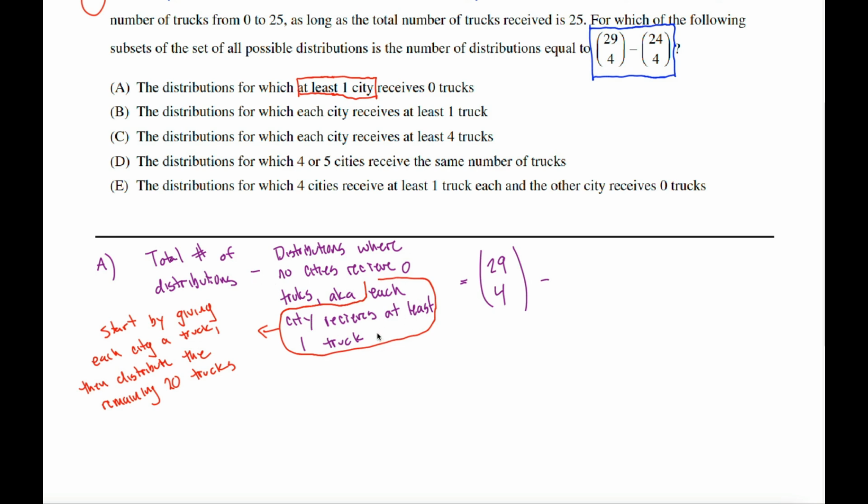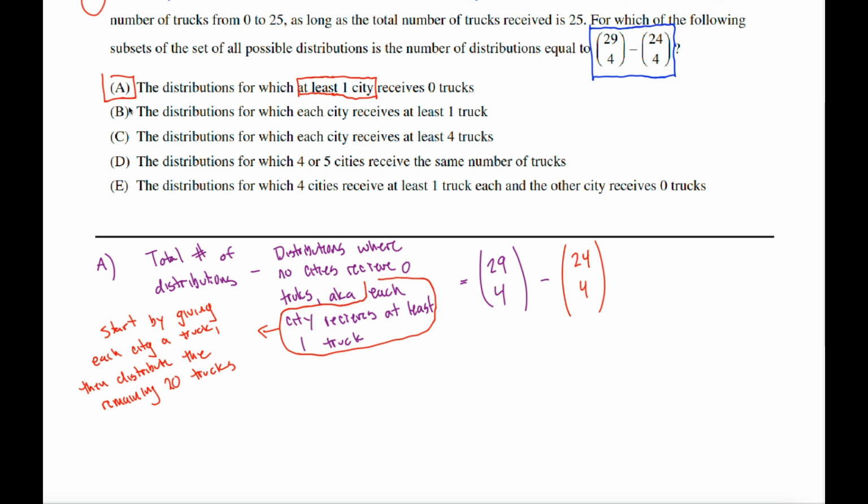So we want to get rid of the options where each city receives at least 1 truck. To count those options, we're going to give away 5 of our 25 trucks, 1 to each of the cities, and then think about how many ways we can allocate the remaining 20 trucks to the 5 cities. 20 stars, 4 bars. I got 24 choose 4 ways. Note that this is exactly the expression given to us. A must be the right answer.